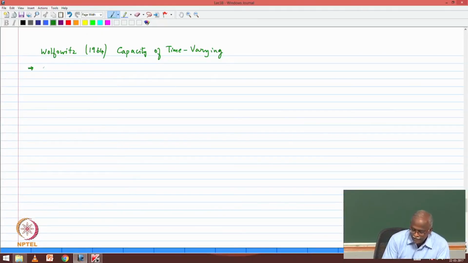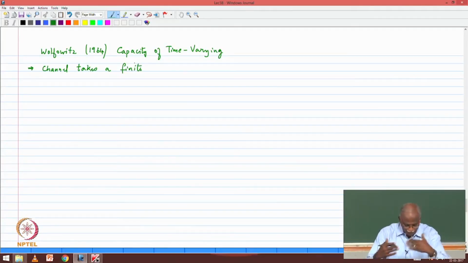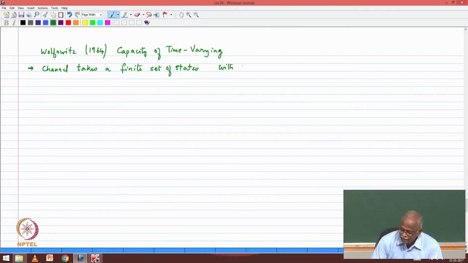He said that the channel takes on a finite set of SNRs, takes a finite set of states. Again, it's a simplified model before we attack the key problem. Takes on a finite set of states, that is the SNRs, with SNR gamma i. So gamma i can take a finite set of values with known probabilities.